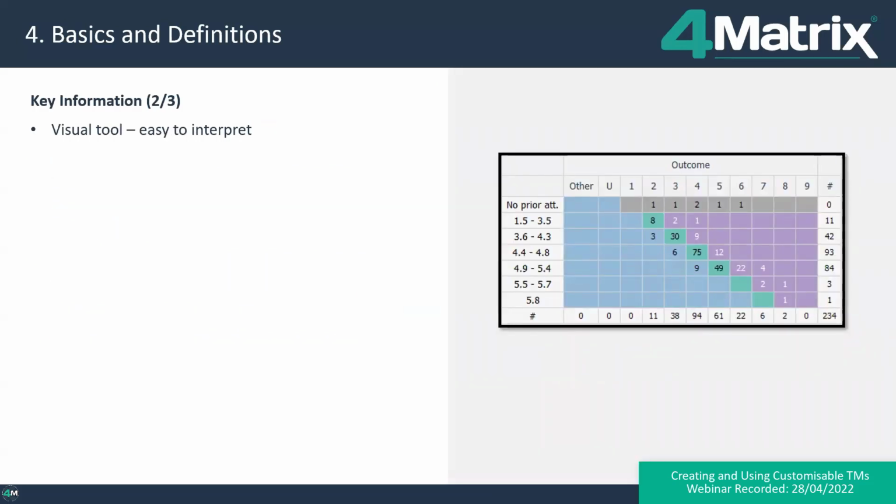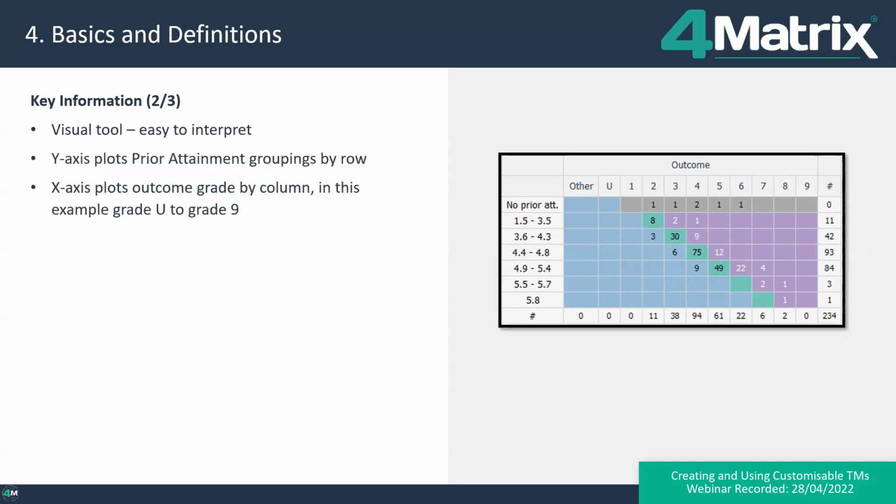For those of you who are unfamiliar with transition matrices, we will quickly summarize the functionality. The example on the screen now demonstrates the layout. They are a visual tool and easy to interpret. The y-axis plots the prior attainment into rows, which in this case is using P8 start points, with the x-axis plotting the outcome, in this case, grades 9 to 1. Pupils are plotted in the cells according to their corresponding data.